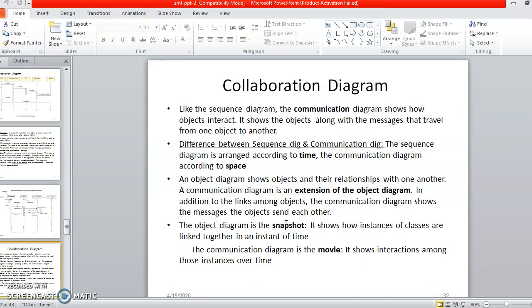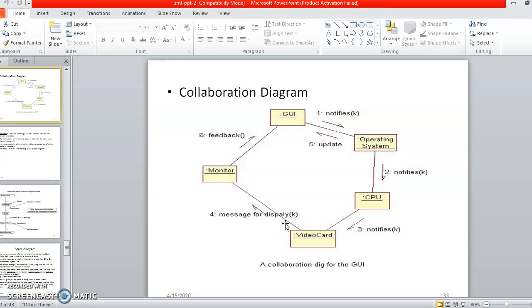Next one is the collaboration diagram. Like the sequence diagram, the communication diagram shows how the objects interact with each other. It shows the objects along with the messages that travel from one to another. Difference between sequence diagram and communication diagram: the sequence diagram is arranged according to time and the communication diagram according to space. An object diagram shows objects and their relationships with one another. A communication diagram is an extension of the object diagram. So the following figure shows a collaboration diagram.